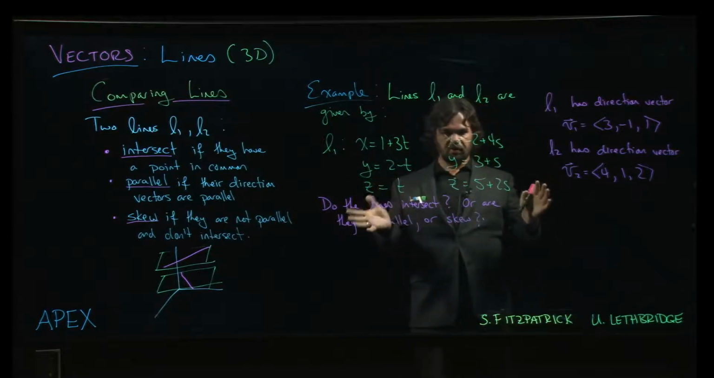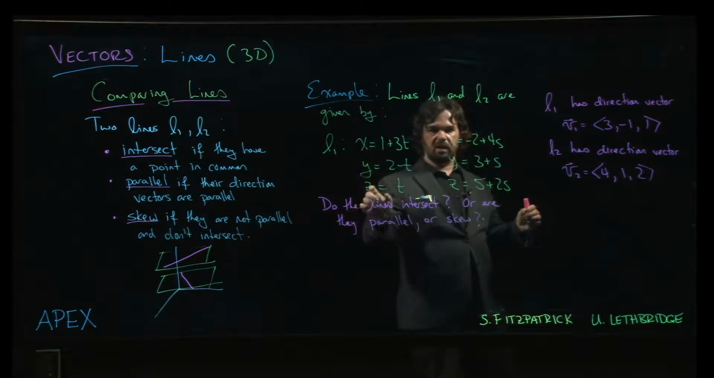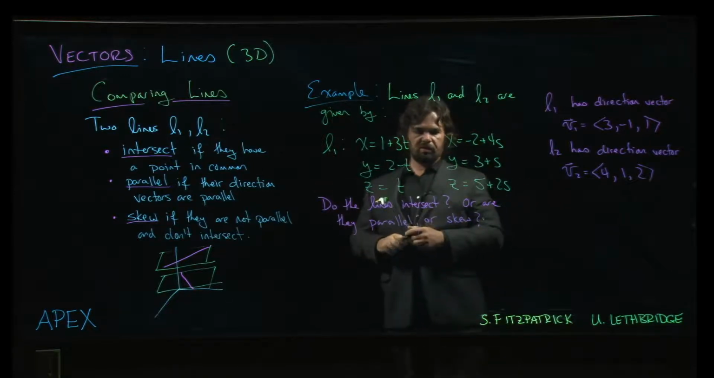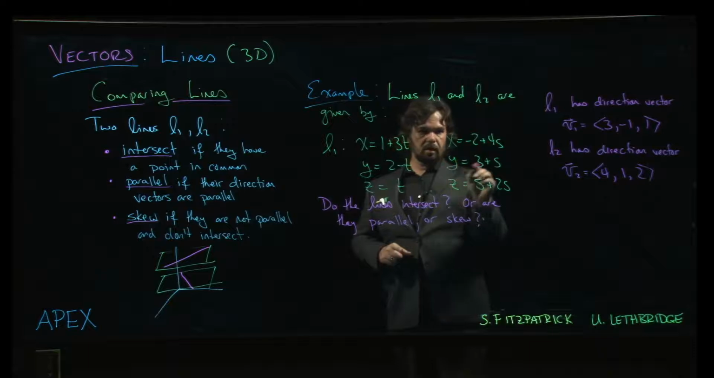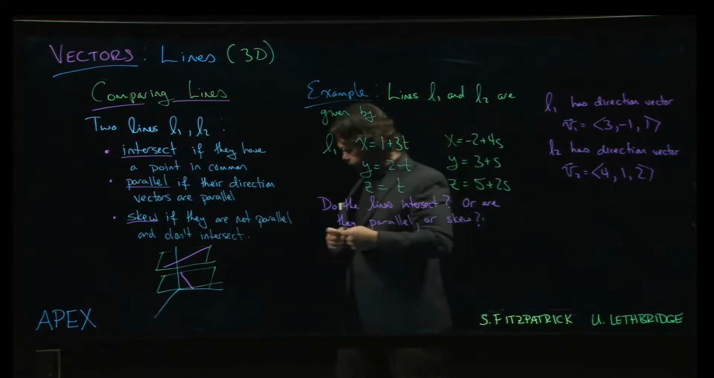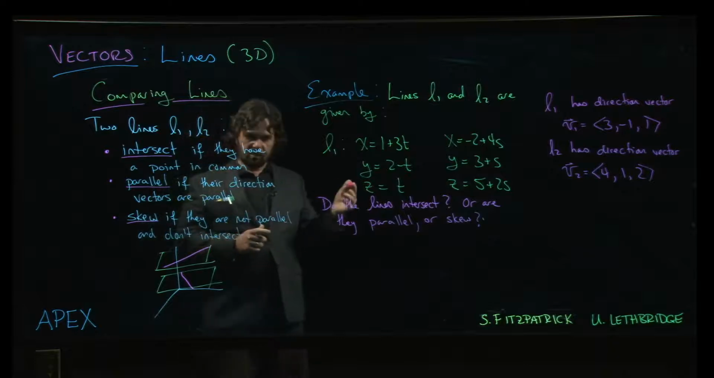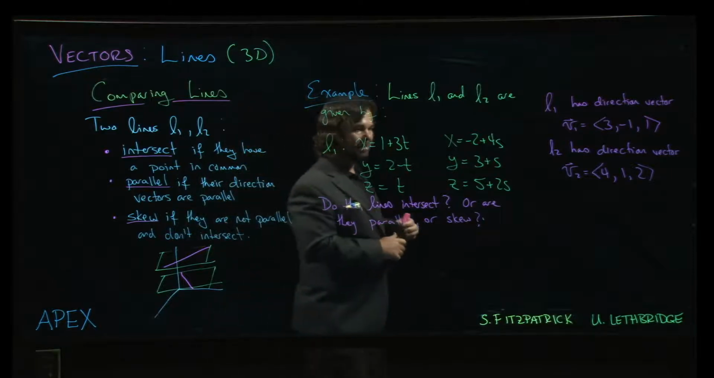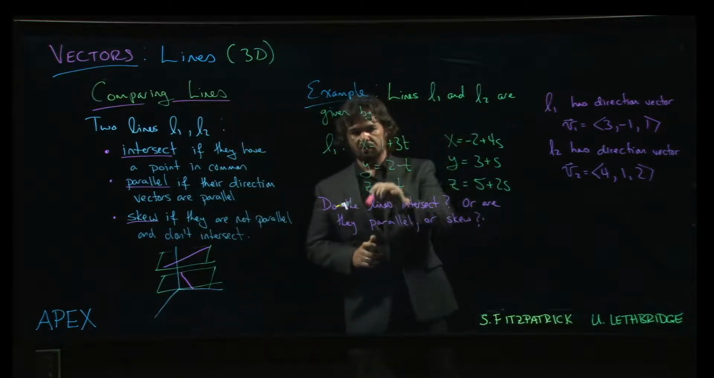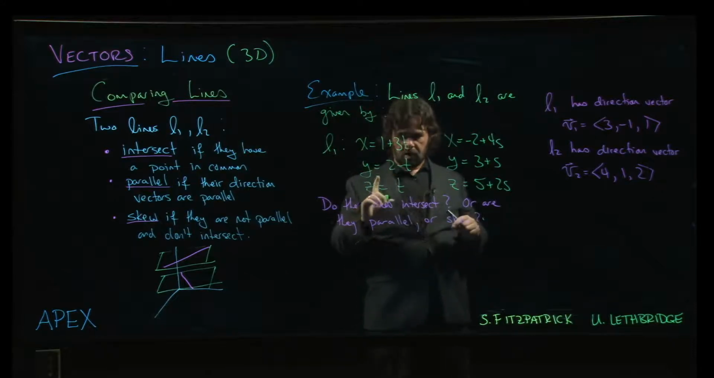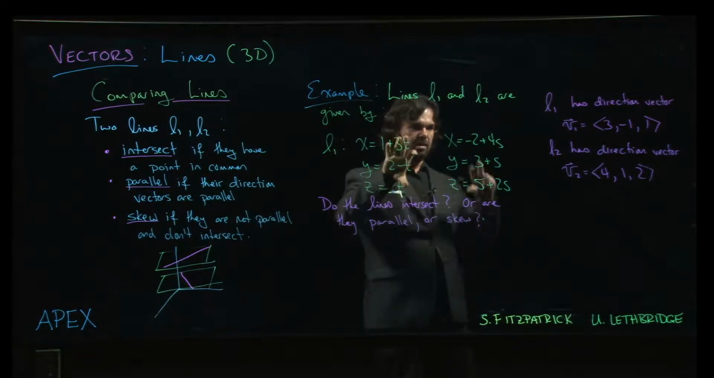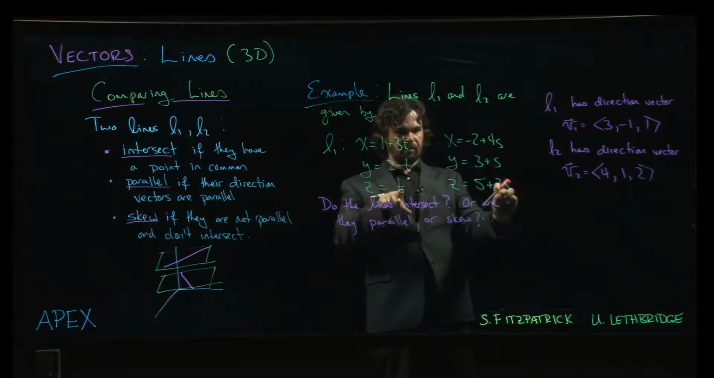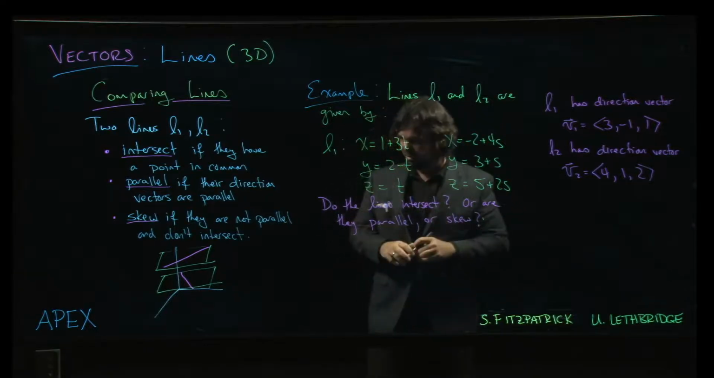So what would be a point of intersection? It would be some set of values, x, y, and z, that work for both sets of equations at the same time. Now, one of the things you'll notice is that we're using t for one of the lines, we're using s for the other. Some books and some people will make the distinction between an intersection and a collision, right?